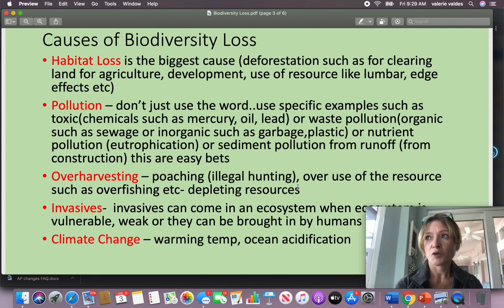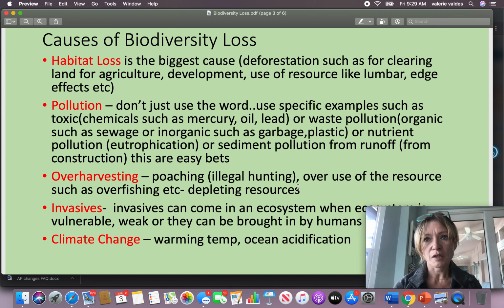Sediments, if you're constructing a house and you're building it and all of those sediments are washing away through runoff, that would be sediment pollution. So all of those would be really easy ones to go to. Some of you mentioned thermal pollution. That's great. Just make sure that any example that you're choosing, you're able to explain with example, and that it's also relevant to the question. So it has to be specific to what they're talking about in the question.